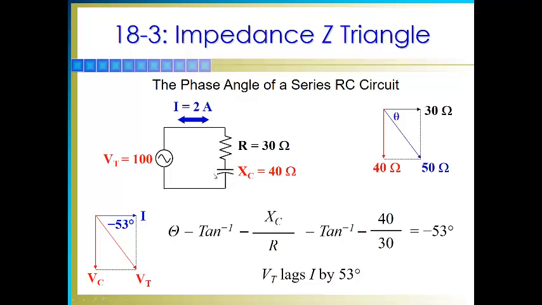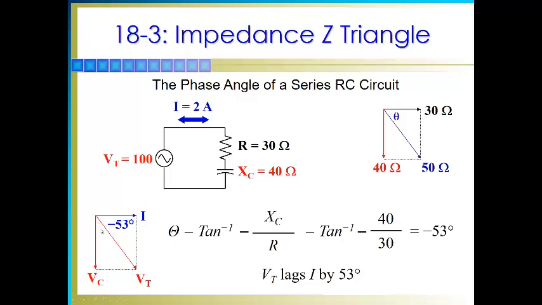Across the capacitor right here, not necessarily across the voltage source, because we have a resistor here that makes an influence in the circuit as well. So to find the angle between the current and the total voltage, we need to first do this diagram. If I take the current as a reference, I would say that the voltage on the capacitor lags the current by 90 degrees.